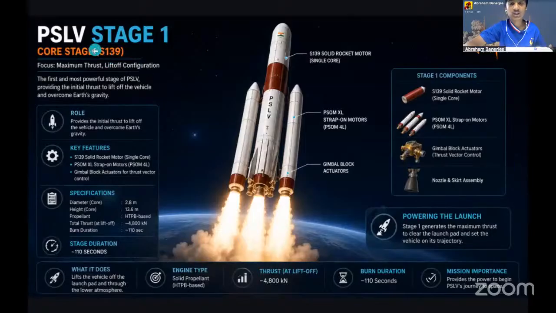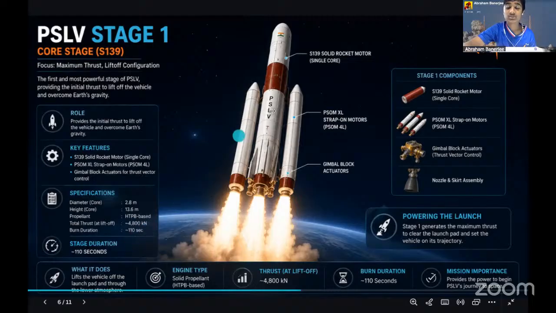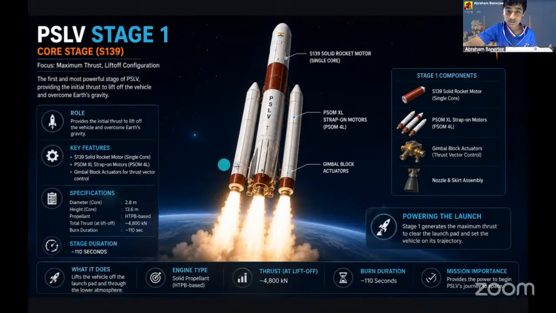I would like to first talk about the PSLV stage 1. Stage 1 consists of the core stage, the first part, and the solid rocket motors. This stage lasts from the second it launches to 110 seconds. After that, the stage will be discarded. First, the solid rocket motors are discarded, which are these vertical sticks attached to the rocket, and then the core stage.